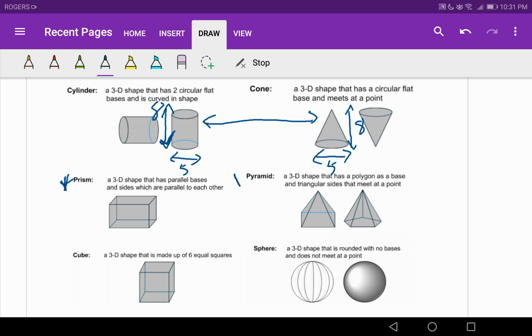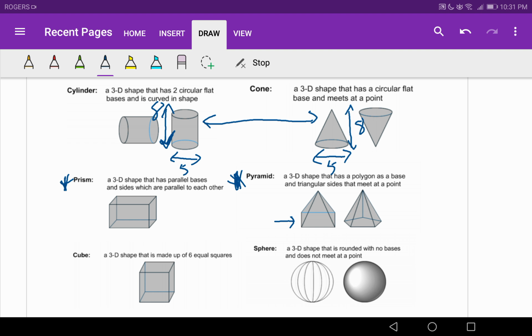Prism and pyramid, and often students will get confused with those terms. So let's try to remember the difference between a prism and a pyramid. The easiest thing to do is remember a pyramid always comes to a point on one side only. And you can have different types of pyramids. You can have a rectangular based pyramid, which is what we have here. That's a rectangular based pyramid.